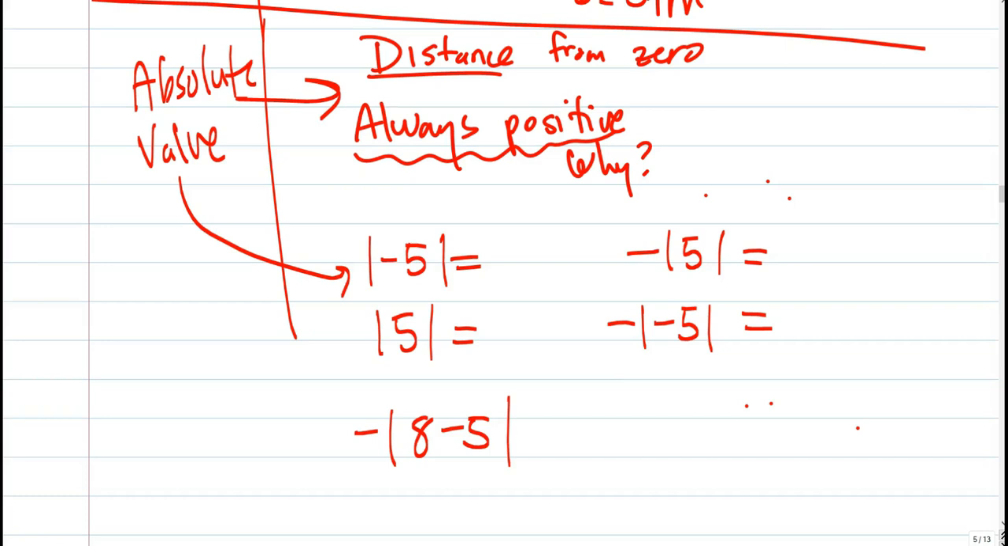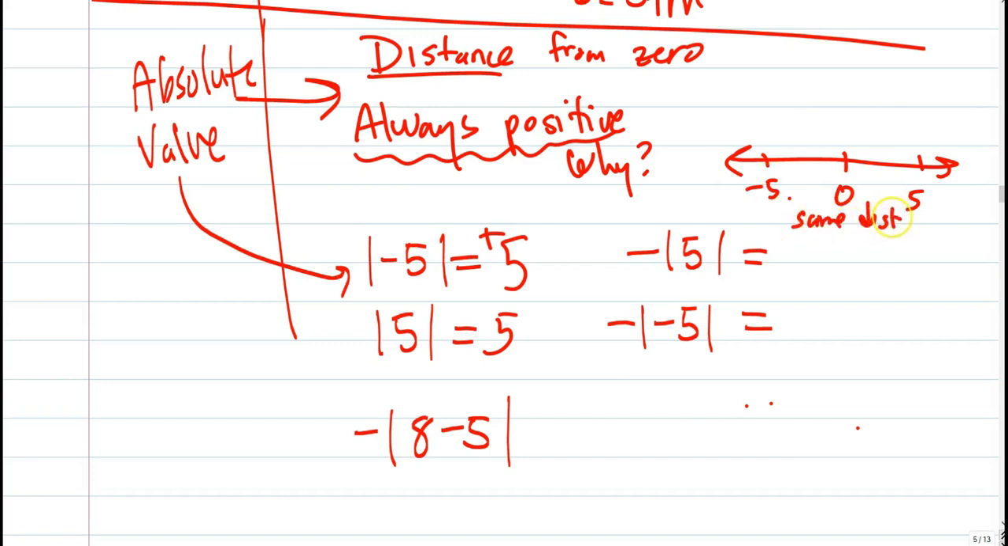Distance is always positive. So when I say what is the absolute value of negative 5, what I'm really saying is what number is 5 away from 0, right? How far is negative 5 from 0? If I go from 0 to negative 5, it has a distance of 5. Always positive. If I said what's the absolute value of 5, how far is 5 from 0? It is still 5 away. If I take the two numbers, 5 and negative 5, they are the same distance from 0. So both of their absolute values are positive 5.